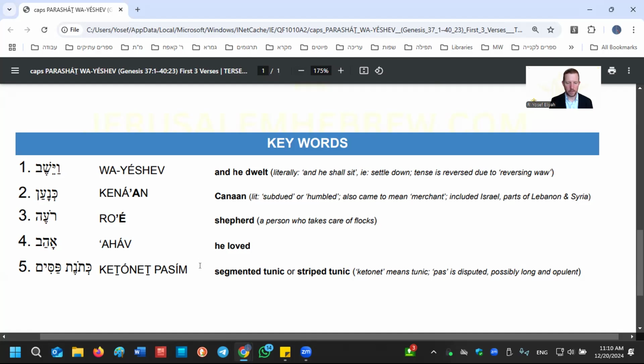So it may possibly be referring to a garment that was given to Joseph that had special segments or compartments, or perhaps that it was striped. And there are even some commentators who suspect that it may connote the fact that it was long or opulent, meaning gaudy or overly showy. But suffice it to say, Kethoneth Pasim is the original term for what people call Joseph's coat of many colors. Kethoneth Pasim. More likely a segmented tunic or a striped tunic.